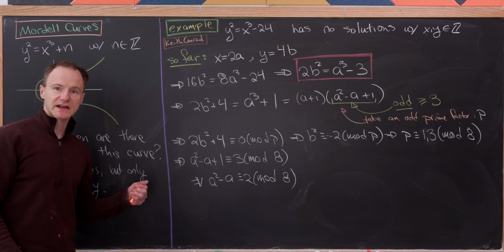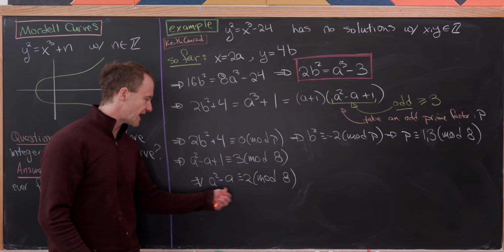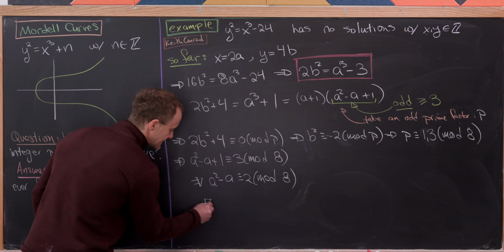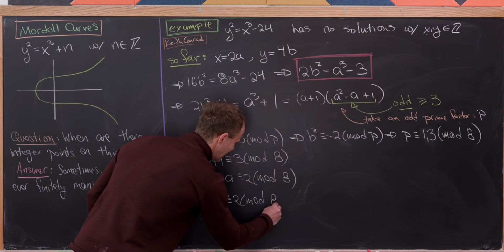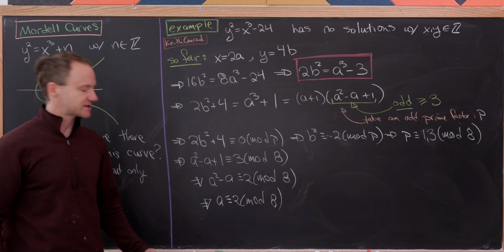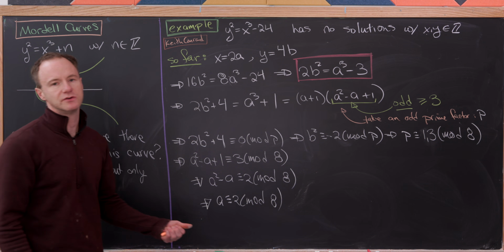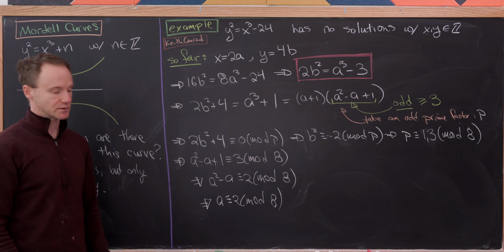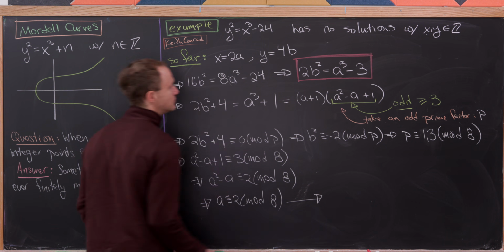But then again, we can make a chart of a and a squared mod 8, and you'll see that the only way we achieve this difference being equal to 2 is the case when a is congruent to 2 mod 8. And that's kind of the obvious case, because if a is 2, then a squared is 4 minus 2 is 2. But needless to say, that's the only case mod 8 as well. Okay, so we've got a is congruent to 2 mod 8.